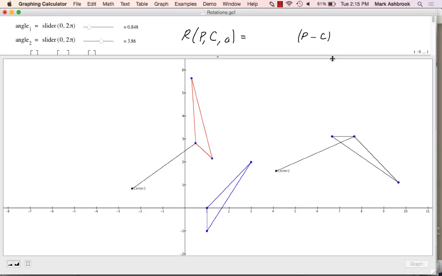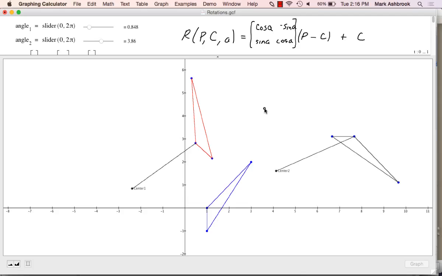We're going to translate it back to the origin, and then we're going to rotate it according to cosine A, negative sine A, sine A, and cosine A again. And then, once we've got it rotated, we're going to put back the rotated point, translate it back into the original image, okay?